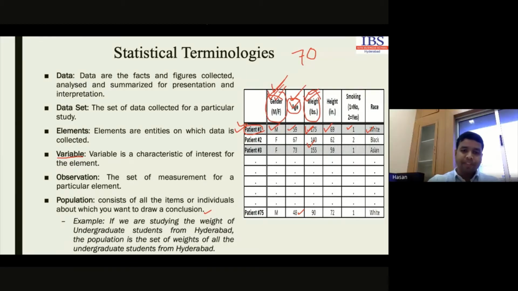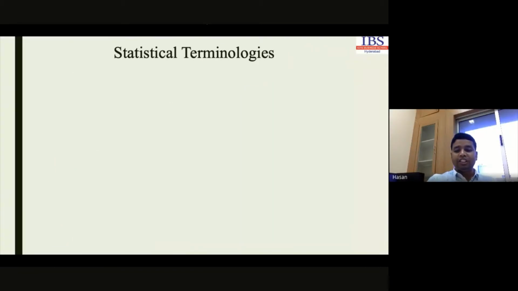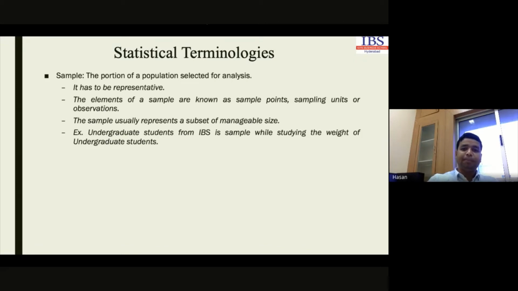Our next terminology is the sample. A sample is a proportion of a population. In your BBA batch there are 70 students, so our population size is 70.